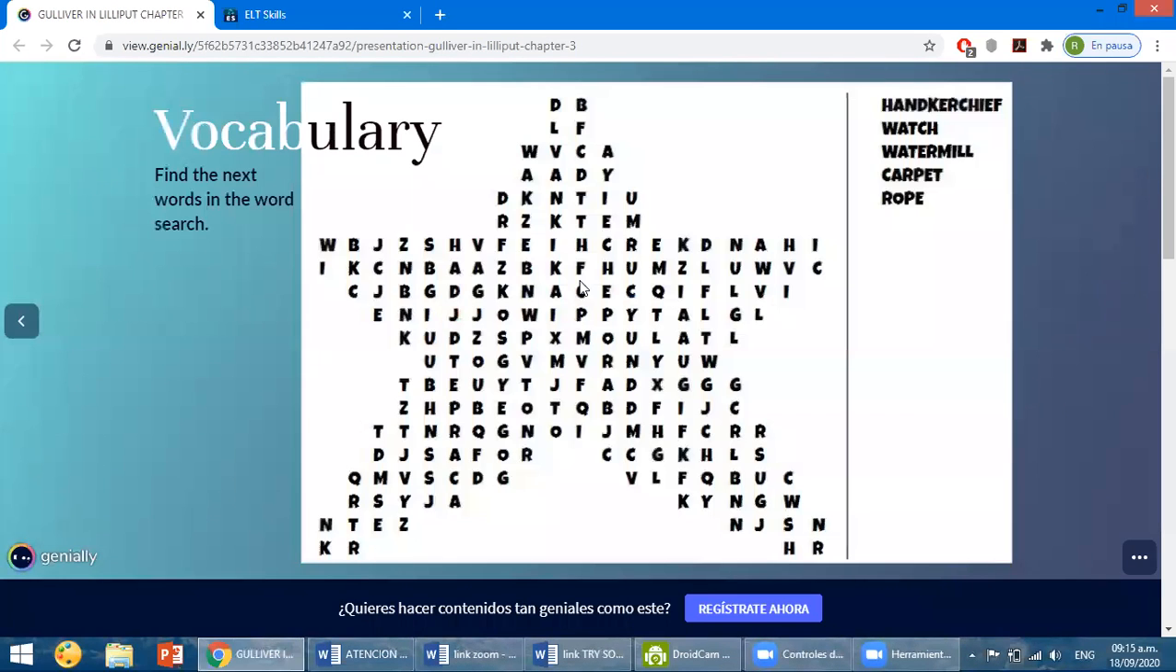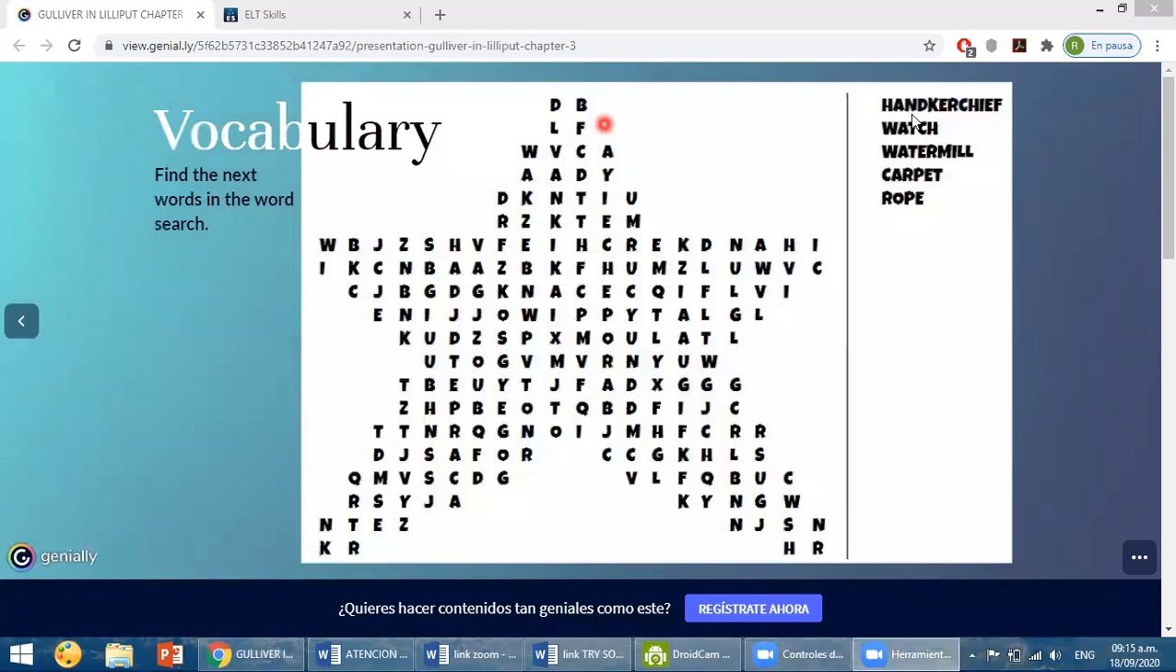Go to Zoom. Go to Zoom. Más opciones. Anotar. Let's find. Handkerchief. Watch. Watermill. Carpet. And rope. Okay? Help me to find these words. Where is the handkerchief? Where is the watch? Oh, very good, Alison. Thank you. Watch. What is watermill? Carpet. Rope. Let's find. Oh, Angel. Very good, Angel.